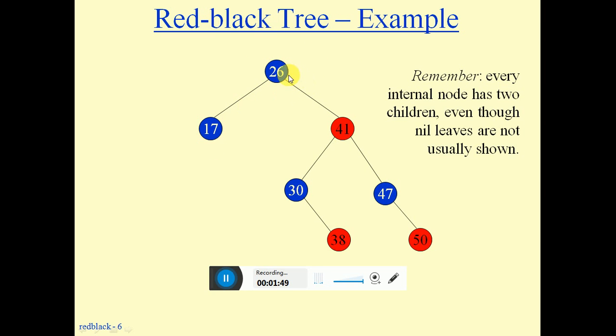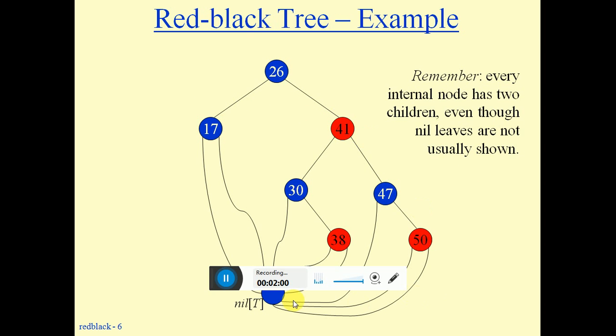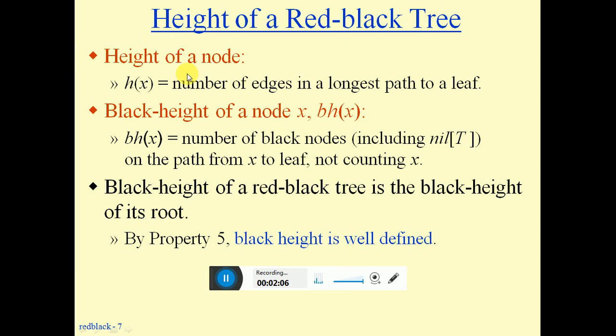Let us assume that the blue color is considered as red. Remember, every internal node has two children, even though the nil leaves are not usually shown. We can construct one nil node connected to everyone. The height of a node, h of x, is the number of edges on the longest path to a leaf. Next, the black height of node x, bh of x, equals the number of black nodes, including nil, on the path from x to a leaf, not counting x. The black height of the red black tree is the black height of its root.